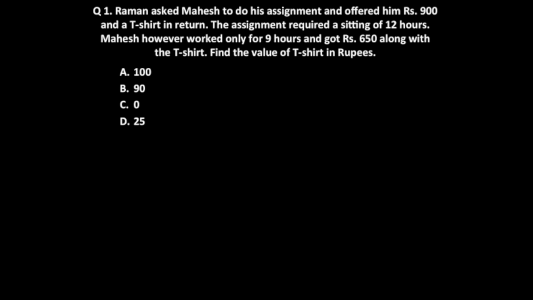Raman asked Mahesh to do his assignment and he offered him rupees 900 and a t-shirt in return. The assignment required a sitting of 12 hours. Mahesh, however, worked only for 9 hours and he got 650 rupees along with the t-shirt. What we have to do is find the value of the t-shirt in rupees.